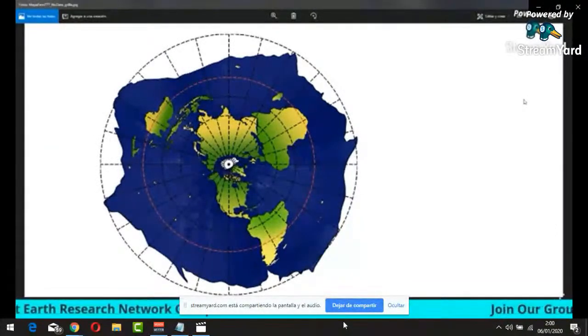0.1. And we have changes like in Africa, the size of Africa, and South America is much higher than the equator. There are many different changes.